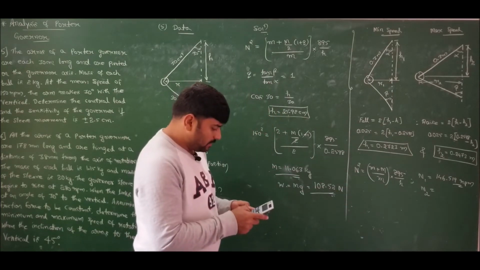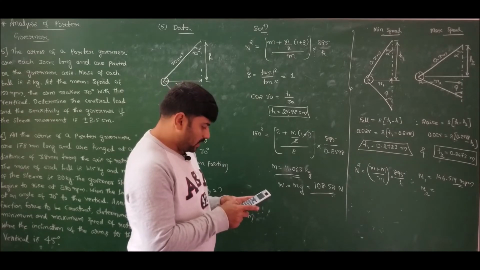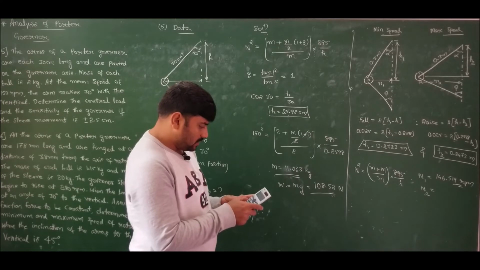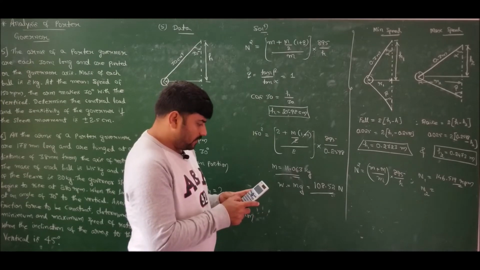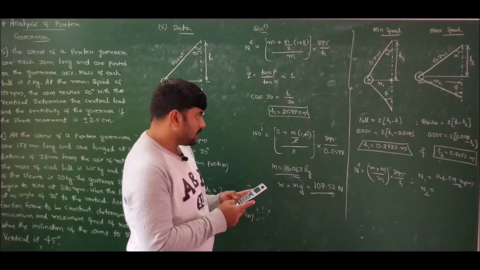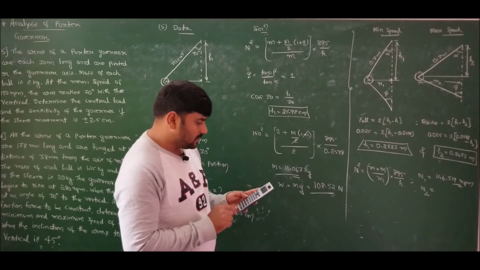Similarly, if I substitute h2, I will get n2. So n2 will become, m is 2 kg, capital M is 11.063, divided by 2 whole multiplied by 895 by h2. h2 is 0.2473. I got the value of n2 square. The root of the answer will give us n2.